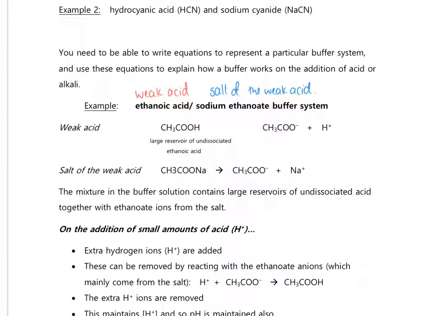Okay, so starting off first of all with your weak acid. Weak acid means that it only partially dissociates, so we write it as an equilibrium, a reversible reaction.